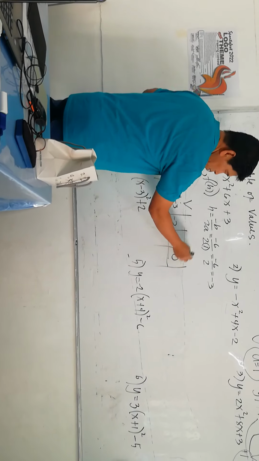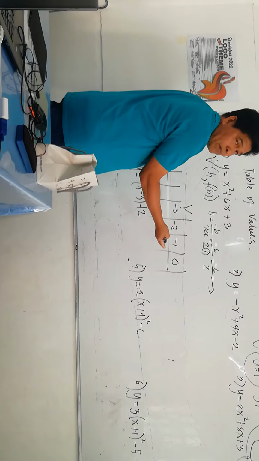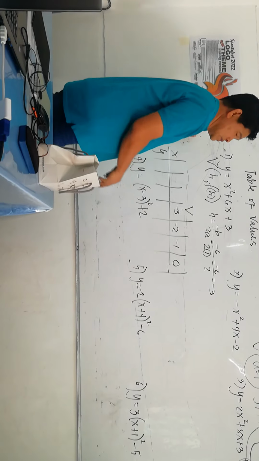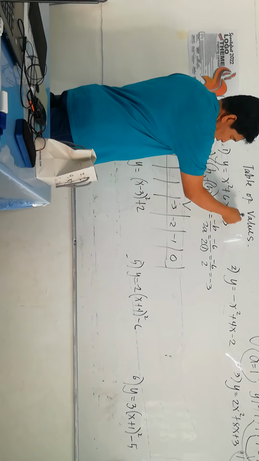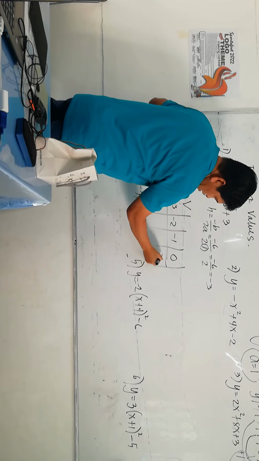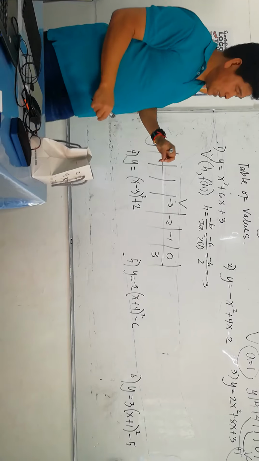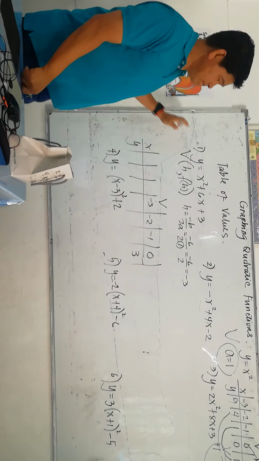For the 0 value, you just look at the standard form of your quadratic function. That is automatically the value of C, which is equal to 3. So this is equal to 3. No need for you to plug the 0 into the equation.